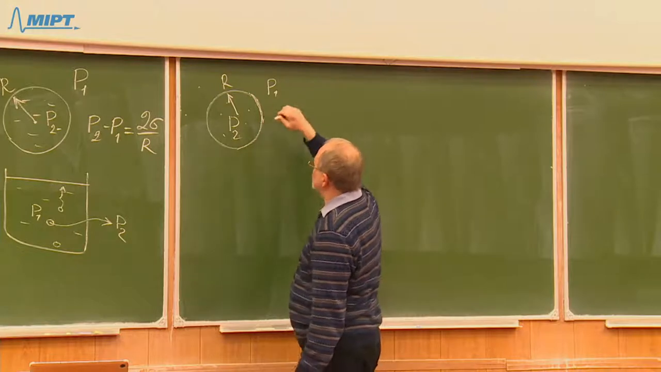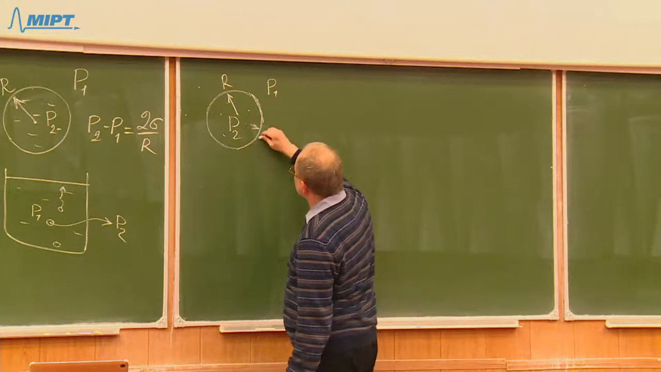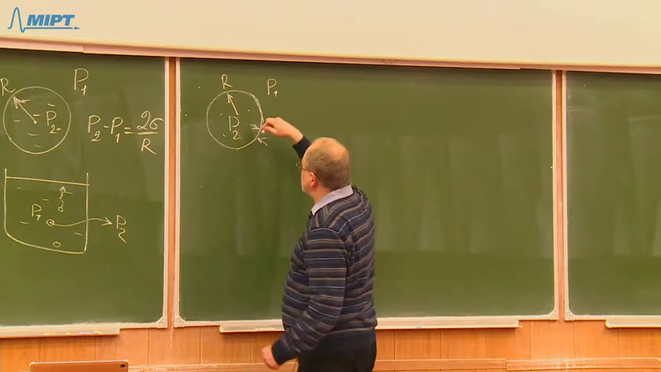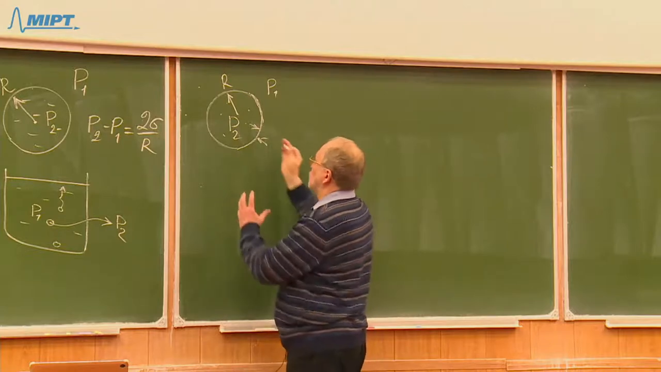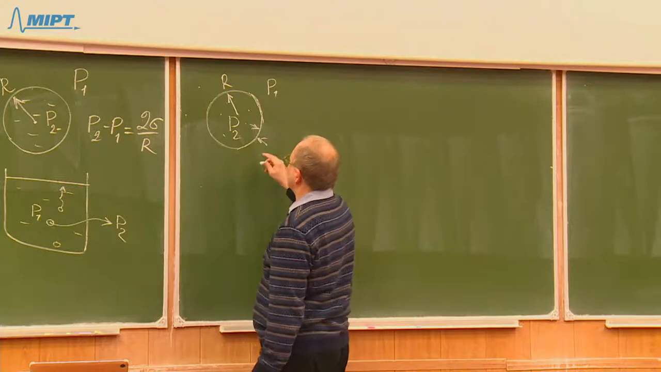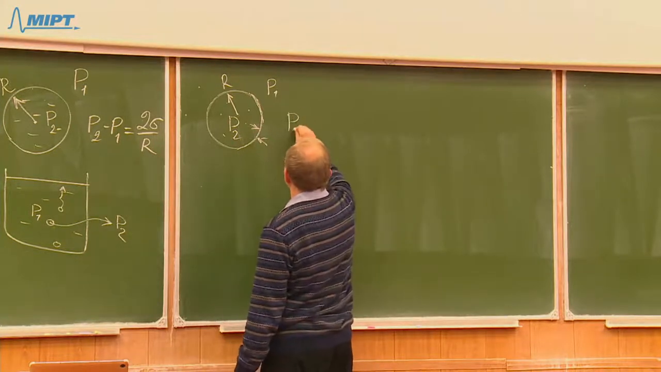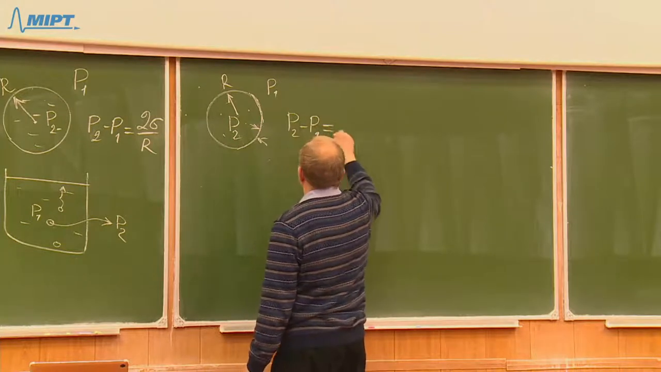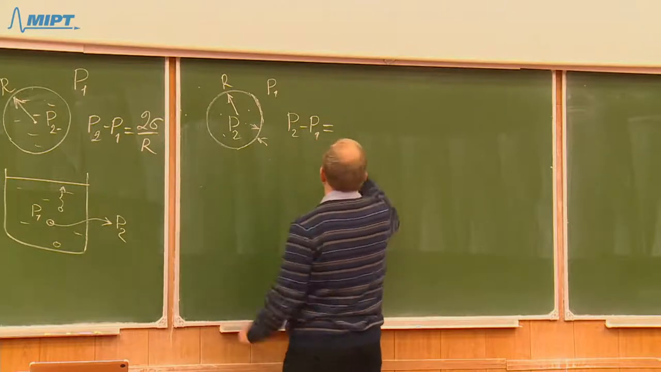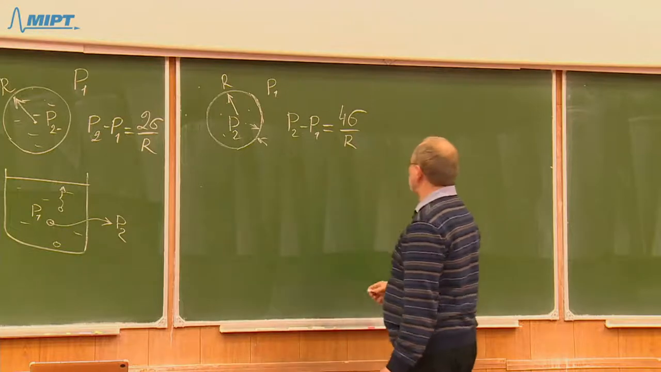We will have two sides of this thin liquid, two surfaces, the inner surface and the outer surface. And as there are two surfaces, then each surface will form its own impact to increase the inside pressure. And therefore, in this formula, we will have to take into account that there are two surfaces, so the difference of pressures will be twice the value given by this formula. That will be 4 sigma divided by the radius of the bubble.